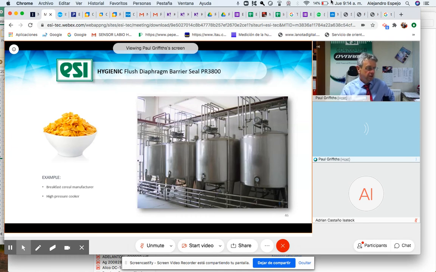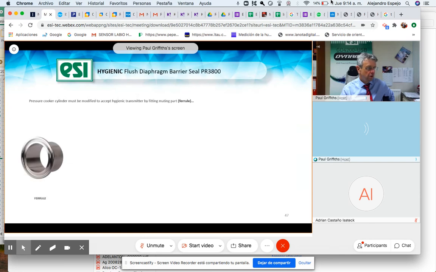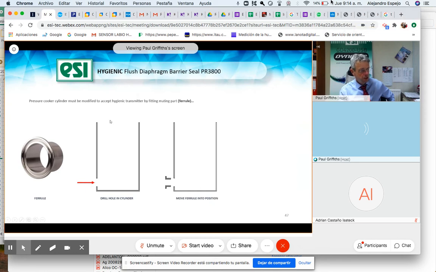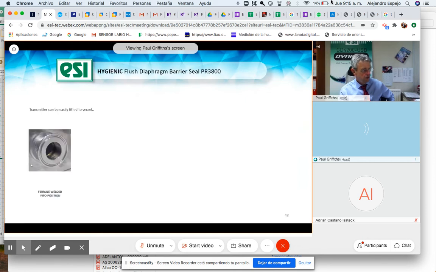The process would be to have a mating ferrule. So this is the mating part, and that will be attached to a tank. You need to make a hole in the tank, at the bottom of the tank, and then weld this ferrule into the stainless steel tank like this. And here's an example of a welded ferrule in the tank.